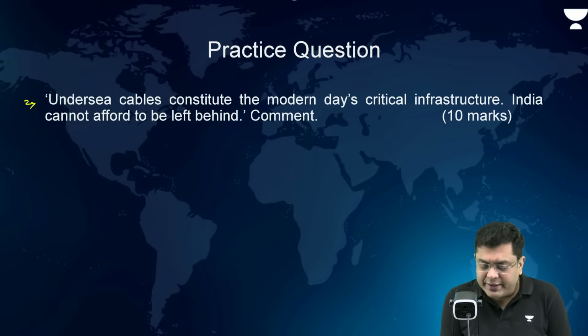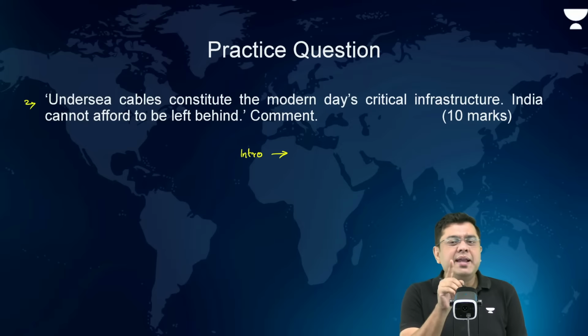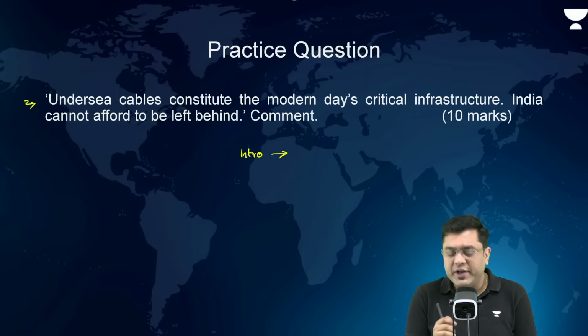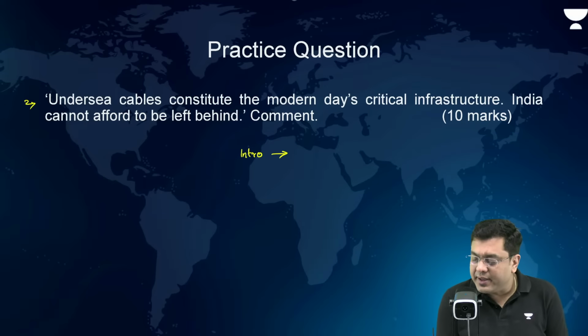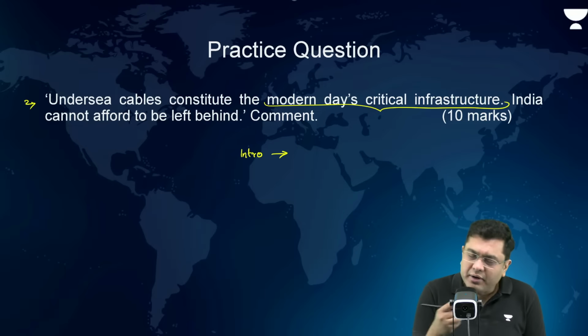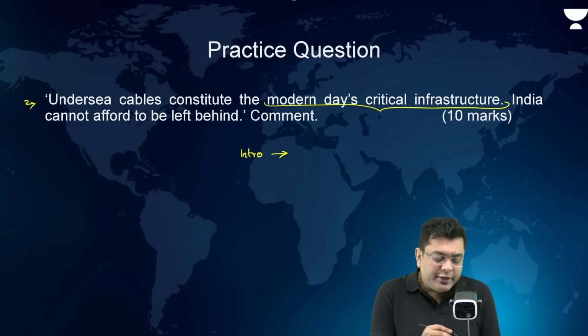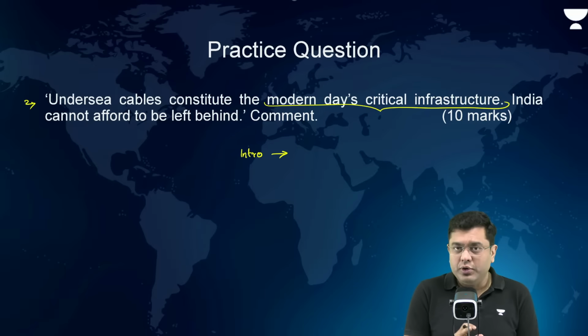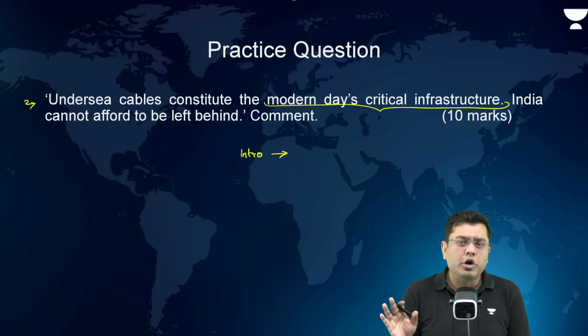Okay, so here, undersea cables constitute the modern day's critical infrastructure. What do you write in the intro in this? The intro has to address the main part of the question. The main keyword of the question is modern day's critical infrastructure. The relevance of undersea cables is what has to be mentioned in the intro. Two to three sentences, not more than that.